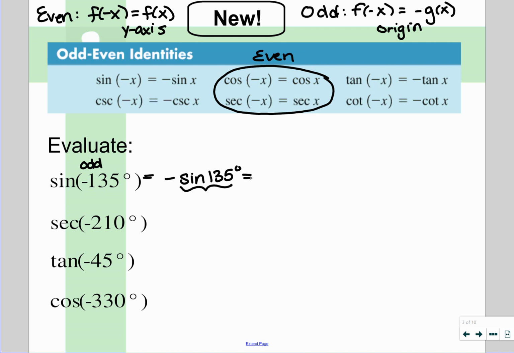Square root 2 over 2. And it's positive because it's in quadrant 2. All we have to do is make it negative, and that's our answer. Okay, just change the sign. That's what that negative out front tells me.